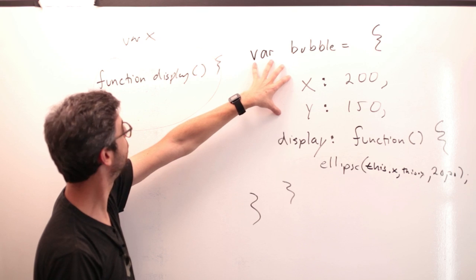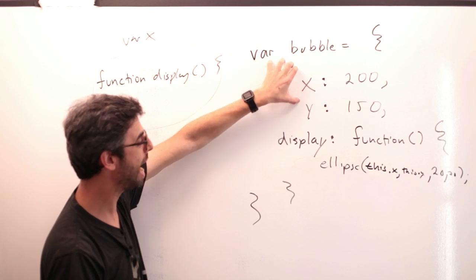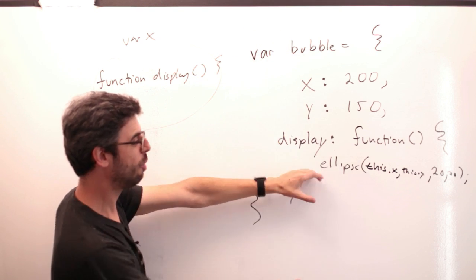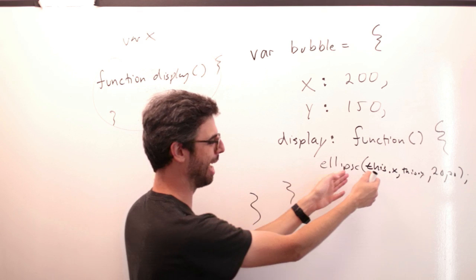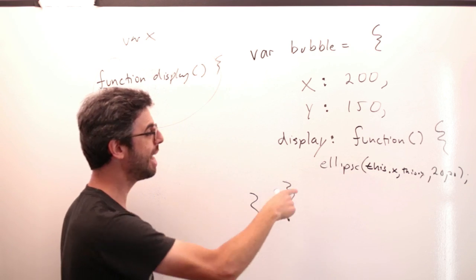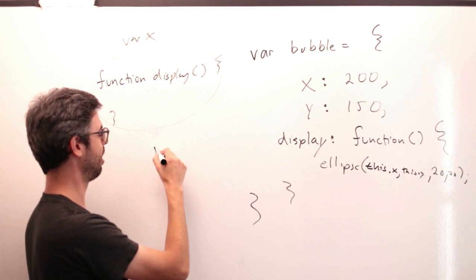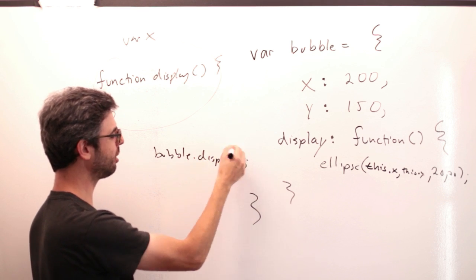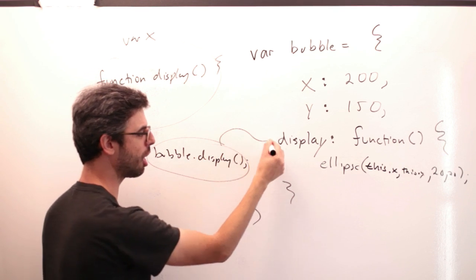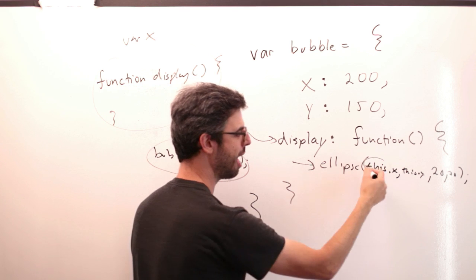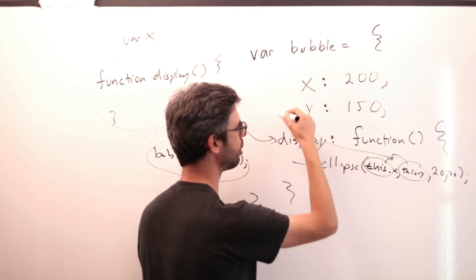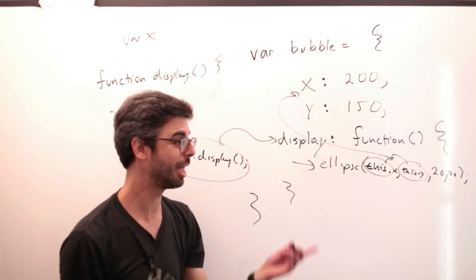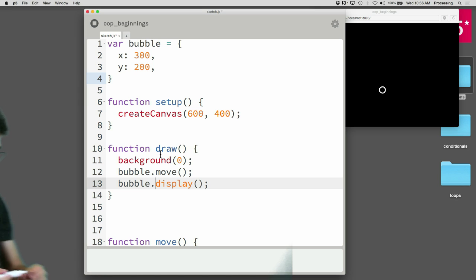So now that you've said this bubble with an x and a y and a display function, which draws this ellipse at this x and this y, then we can start to write things like bubble.display. When you execute bubble.display, it's going to look up this function, execute this code, and look for what these values are here in these particular variables. Okay, so let's try to make that happen here.